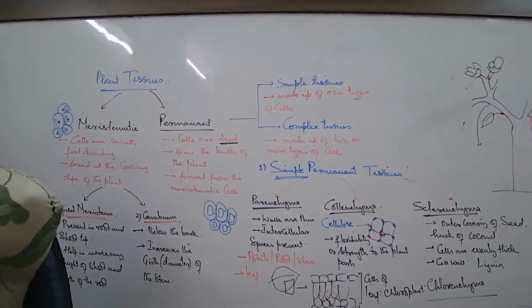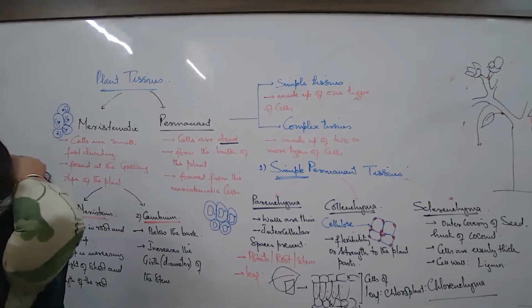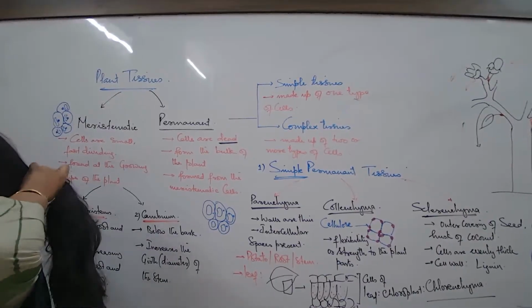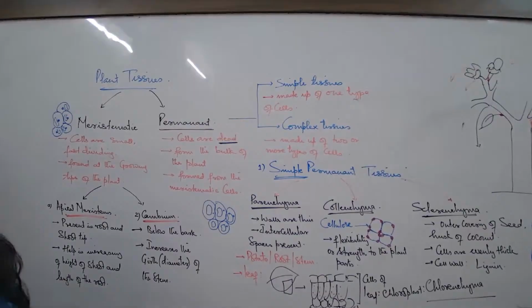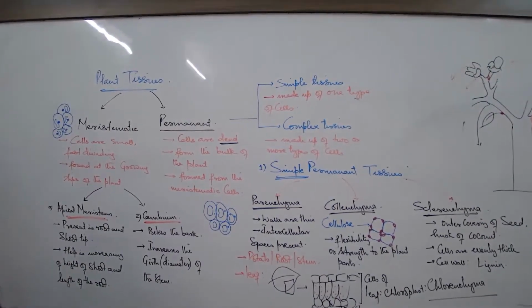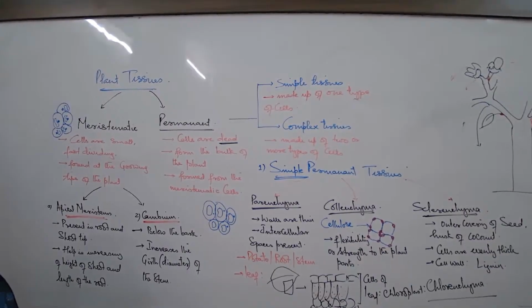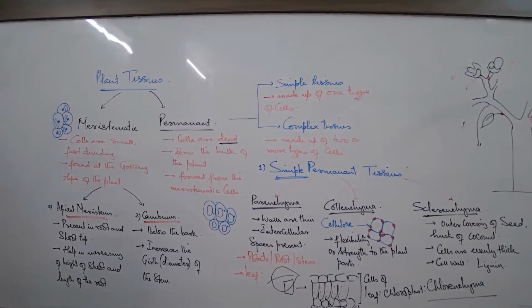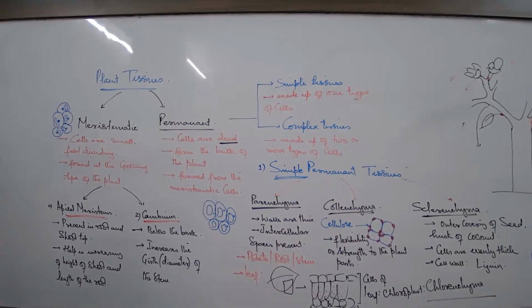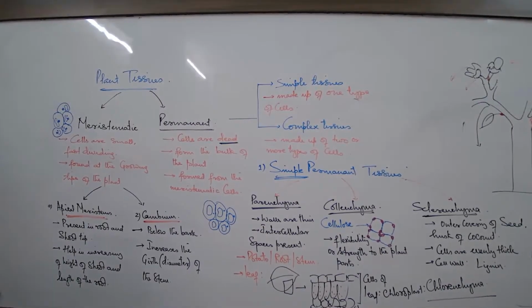Name the kind of tissue found at the tip of the plant roots. What will you write? At the tip of the plant roots. What type of tissue? Take your pencil and start writing down the answer there only. Name the kind of tissue at the tip of the plant roots. What is it? Apical meristems.